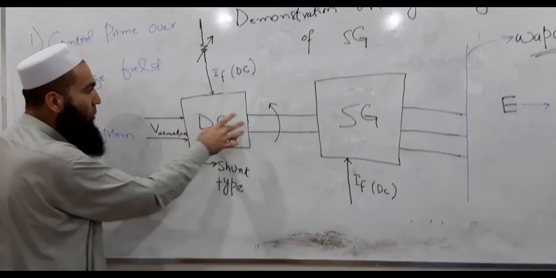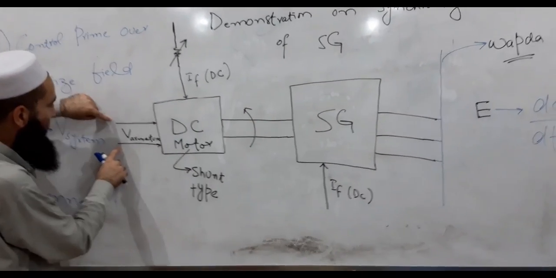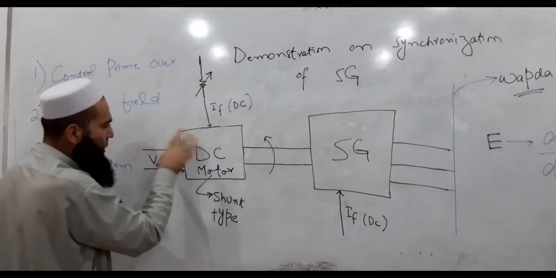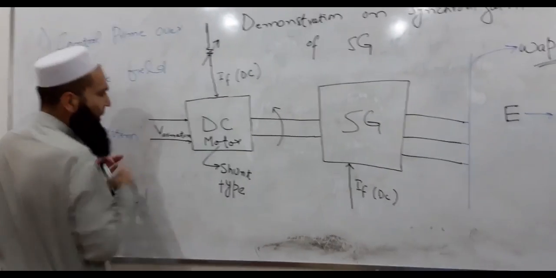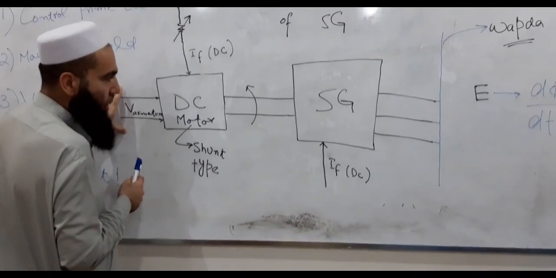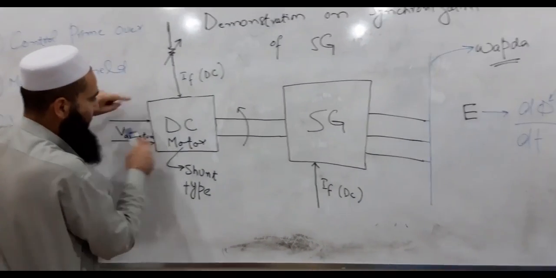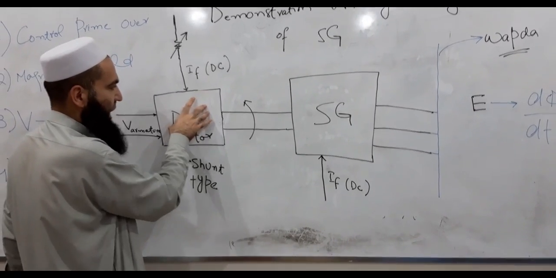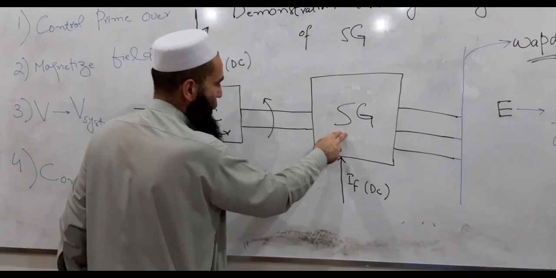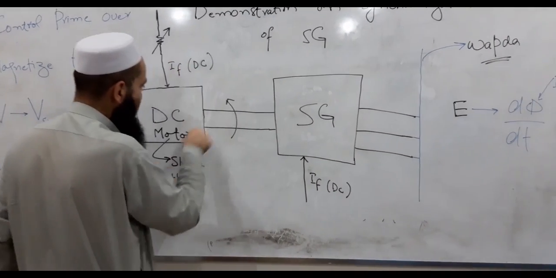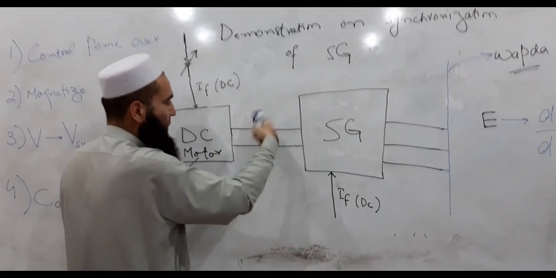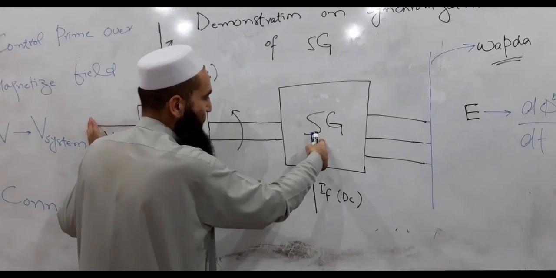The speed can be changed by increasing the voltage, since one of the methods of increasing the speed of the DC motor is to increase the voltage. By increasing the armature voltage, the speed of the DC motor will change, and since the rotor of the synchronous generator is connected to the same shaft, the speed of the DC motor will increase. This will increase the speed of the shaft, and it will also increase the speed of the rotor.